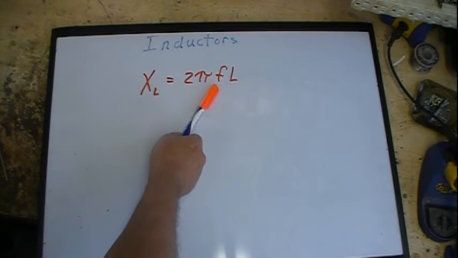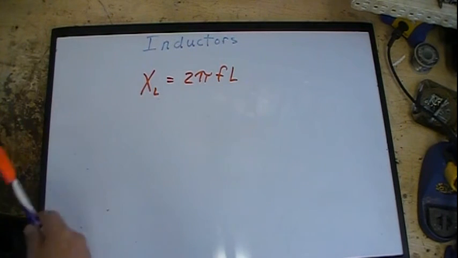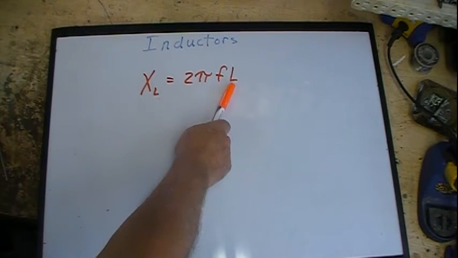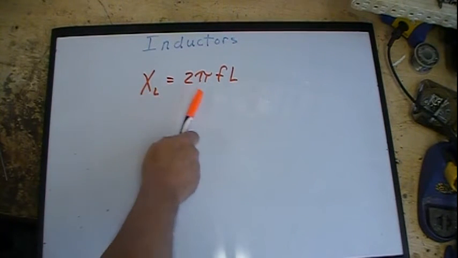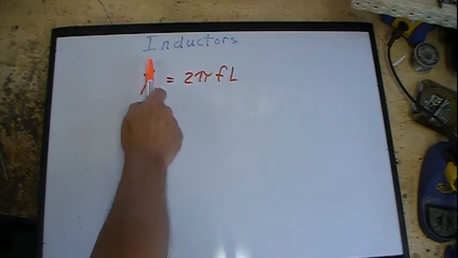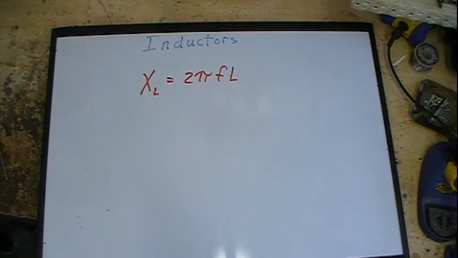So frequency in hertz or cycles per second, inductance in henries. We increase the inductance, we increase inductive reactance. If we increase frequency, we increase inductive reactance. The biggest thing to understand is these are directly proportional to each other.